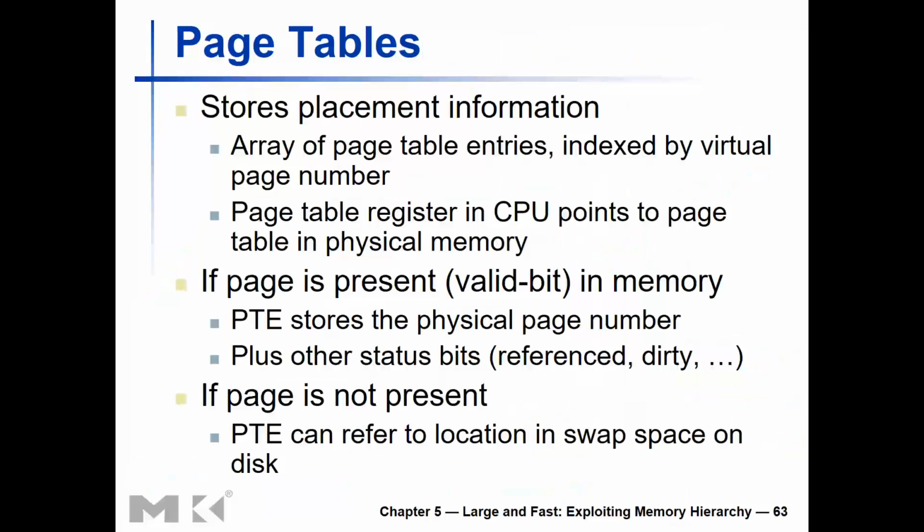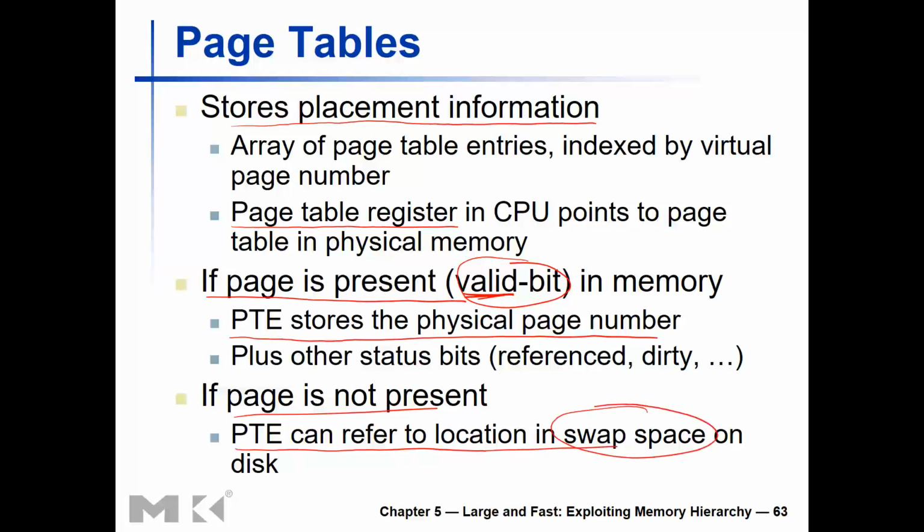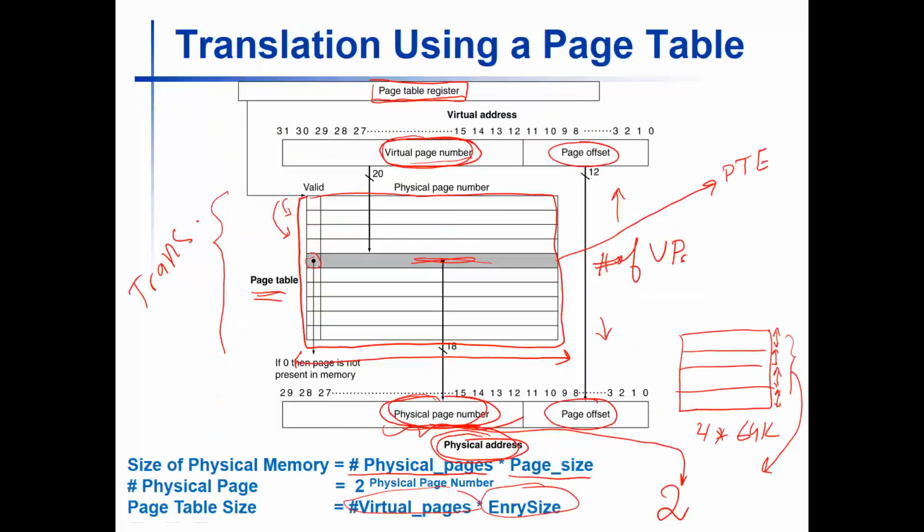So before getting to this example, let's go over this slide very quickly. The page table basically stores the information for the translation. It's an array, pointed to by the page table register, which is in the CPU. If the page is present, that means the valid bit is one, then the page table entry stores the physical page number. The valid bit indicates whether the page is in the physical memory or not. If the page is not, then the page table entry can refer me to a location in the swap space, which is on the disk or hard drive. So the valid bit's importance is that it tells me whether the page is in the main memory or in the hard drive.